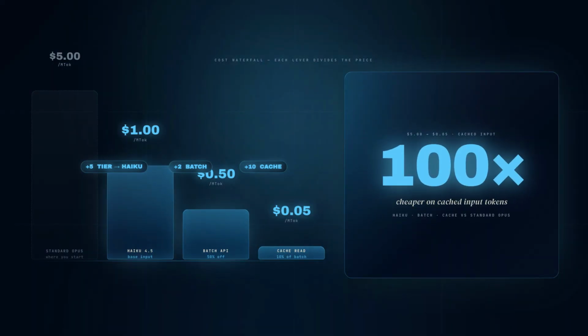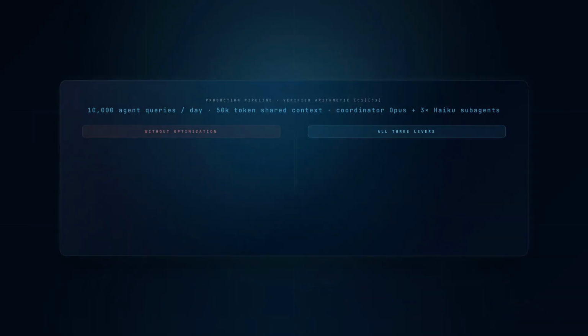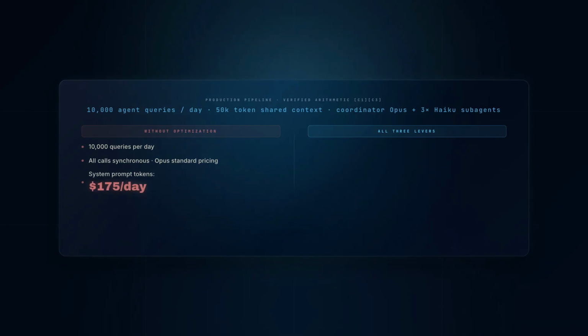Run the numbers on a production pipeline, 10,000 agent queries per day. Each query: 1 coordinator Opus call, 3 Haiku subagent calls, 50,000 token shared context cached, 10,000 token unique content per call. Without optimization, $175 per day in system prompt tokens at Opus standard rates.